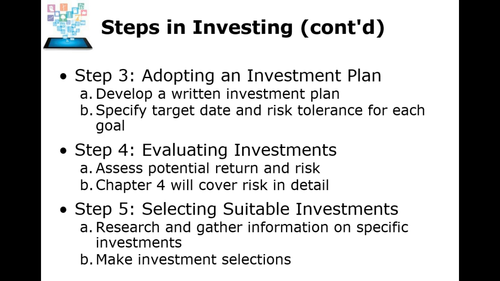Step 5, selecting suitable investments. Now that you've evaluated and know the different investments out there, how do I get the right group of these investments for my portfolio? And how do I make these investment selections? How do I know which stock is the best, which bond is the best? How do I know how the economy relates to returns, and when is a good time to start buying stock, and when is a good time not to start buying stocks?